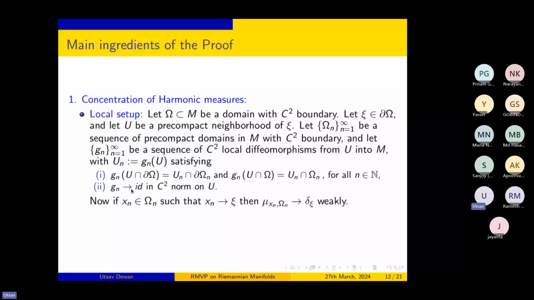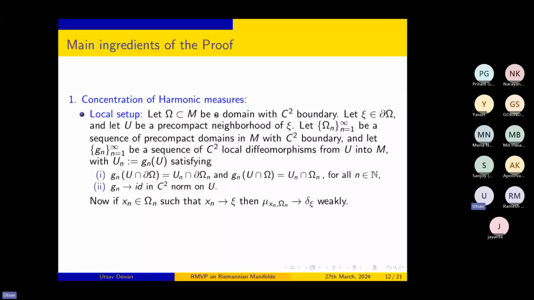But that is the point. Outside of U, we don't care what is happening. Outside of U, this sequence of domains Ωn can be very wild, whatever you want, but it's not going to affect the concentration of harmonic measures. So what do I mean by that?